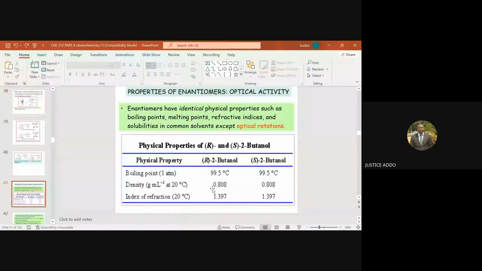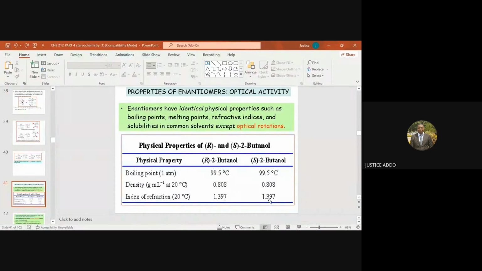Look at the density, 0.808, 0.808, the same. Look at the refractive index, 1.397, 1.397. So we are saying that when you are given any pair of enantiomers, and you are talking about a comparison between their physical properties, whether it's melting point, boiling point, density, refractive index, solubility, they are all the same.